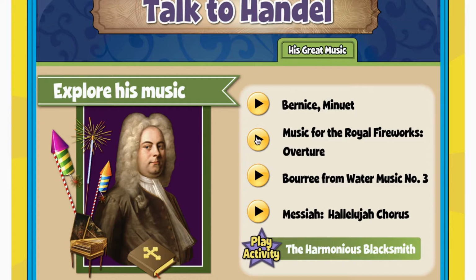All right, that was exciting. His third piece is a bourrée from Water Music Number 3, which we heard a little piece of already, so we will be only listening to a short section.